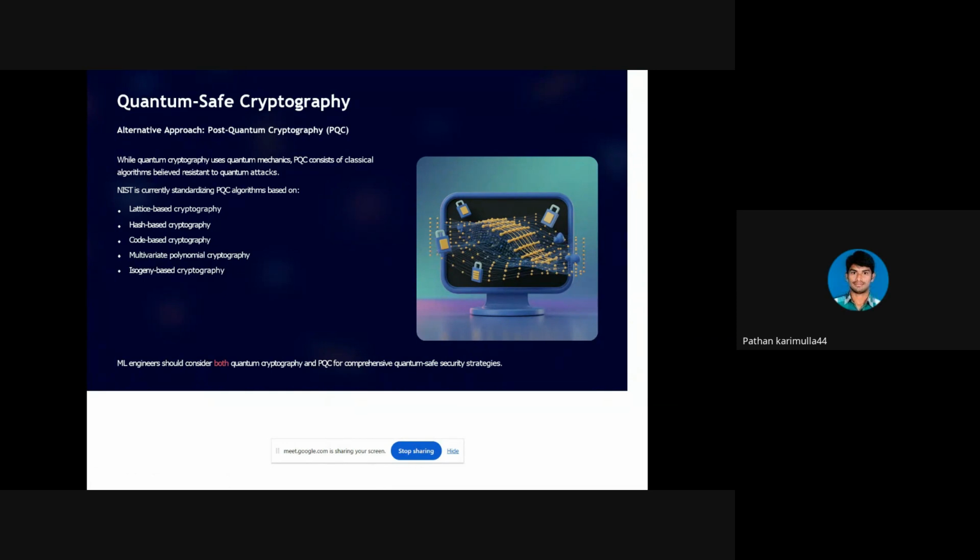NIST has currently standardized PQC algorithms based on lattice-based cryptography, hash-based cryptography, code-based cryptography, multivariate polynomial cryptography, and isogeny-based cryptography. So there are alternative approaches to do secure transmission of data from source to destination. These are the PQC algorithms NIST has standardized, based on these cryptography models.